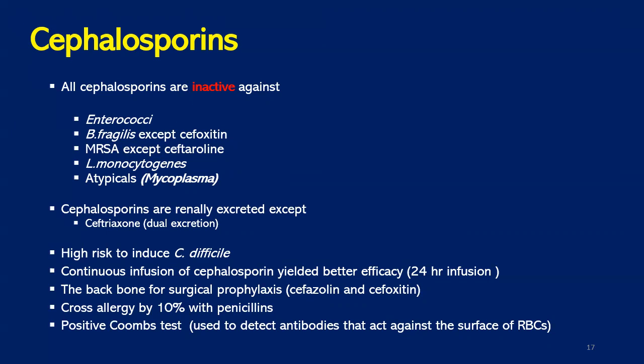That gets covered by ampicillin, as we had a while ago, and that's one of the reasons why ceftriaxone should not be provided for neonates who develop meningitis. They are also ineffective against atypical bacteria like mycoplasma. Most of the cephalosporins are renally eliminated, except for ceftriaxone, which has a dual mode of elimination of the medication from the human body.